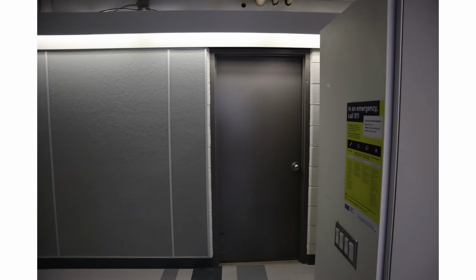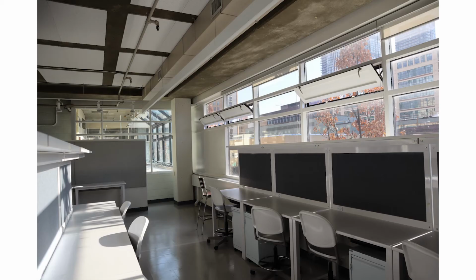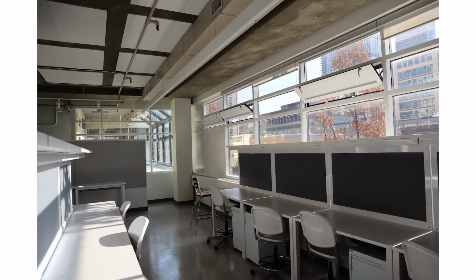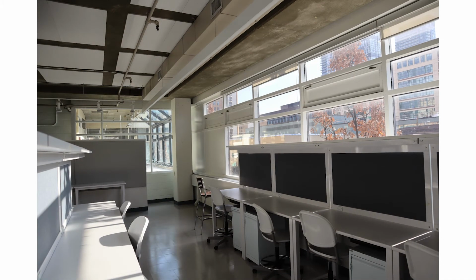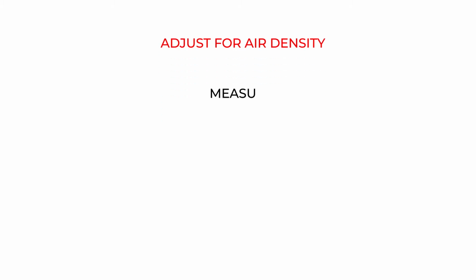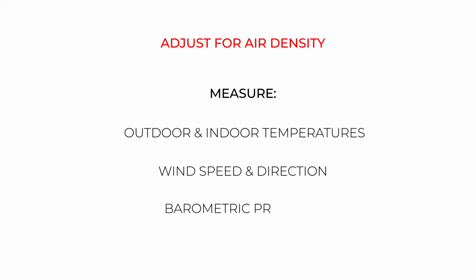To set up the test, the first thing that is needed is to walk around the building, ensuring that all interior partition doors are open and all exterior windows and doors are closed. This is done to make the building one zone to be tested. To adjust for air density, temperature of the outdoors and indoors is taken, as well as the wind speed and direction. Finally, barometric pressure is also measured.